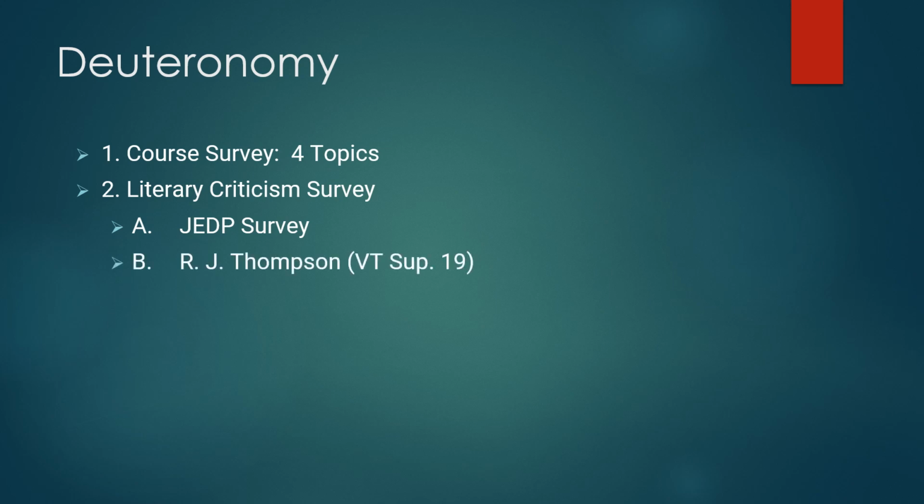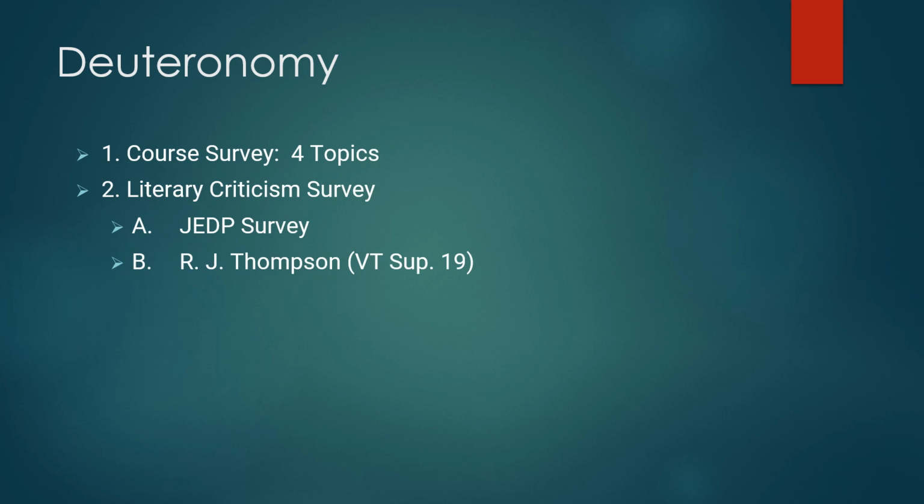R.J. Thompson, and that's a different Thompson than J.A. Thompson, wrote a book called Moses and the Law in a Century of Criticism Since Graf. Graf was the predecessor of Wellhausen. Wellhausen built on Graf's work. Thompson wrote this book in 1970, and it's a supplement to Vetus Testamentum.